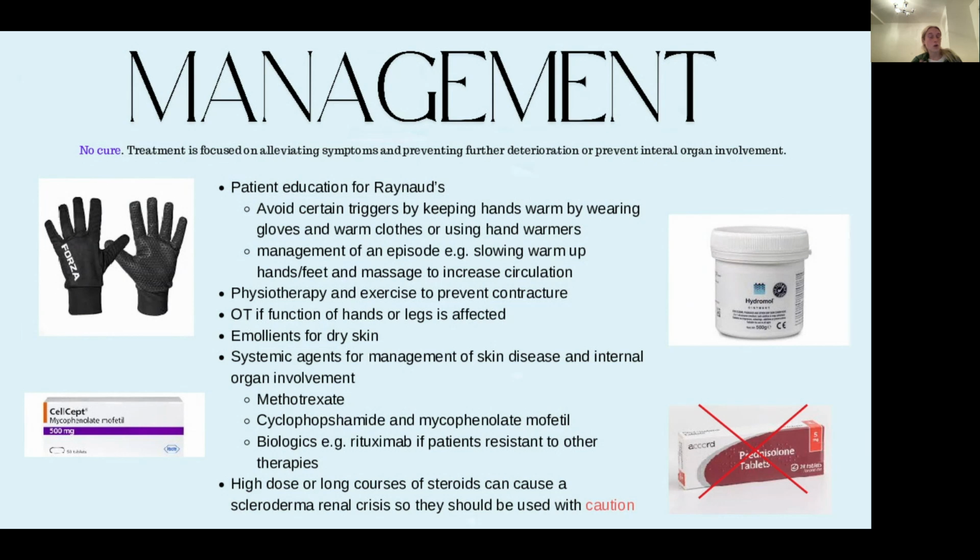Physiotherapy and OT have a role, especially if hands and legs are affected. We can give emollients for the skin, the dry skin that you see. And then we can use systemic agents to manage the skin disease and then internal organ involvement. So these would be things like methotrexate, cyclophosphamide, mycophenolate, and then biologics if those have not been effective. A thing to note with systemic sclerosis is that high dose or long courses of steroids can cause a renal crisis, so we need to use them with caution. So in a question, it is very unlikely that the answer will be steroids as a treatment for systemic sclerosis.